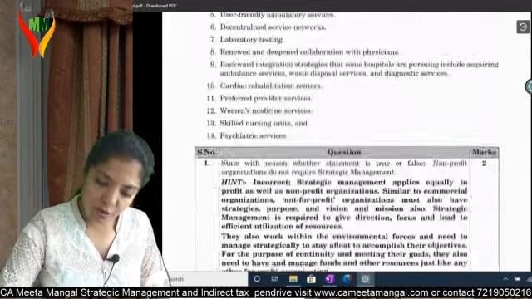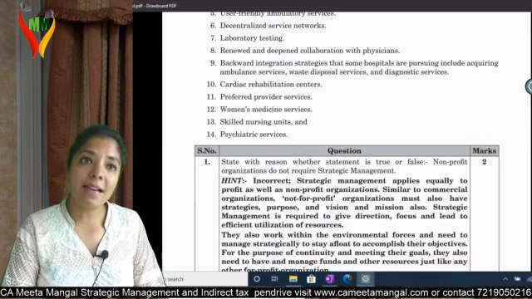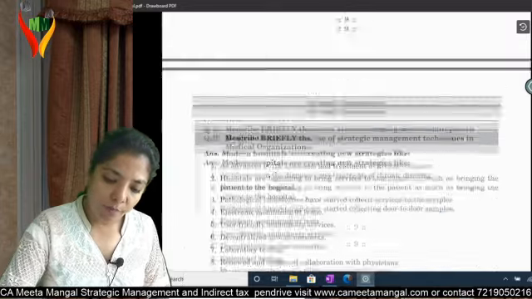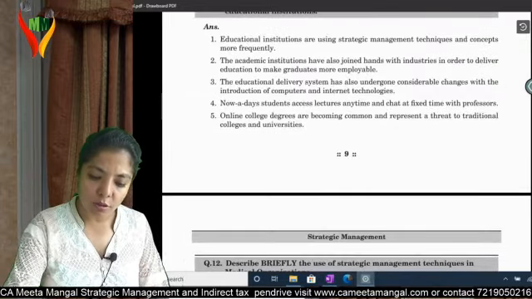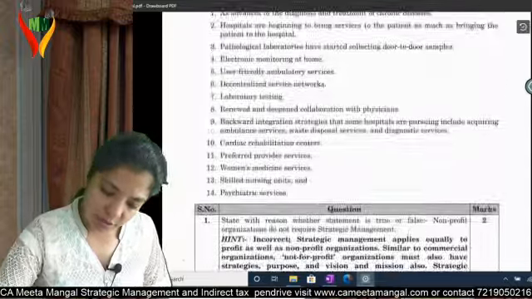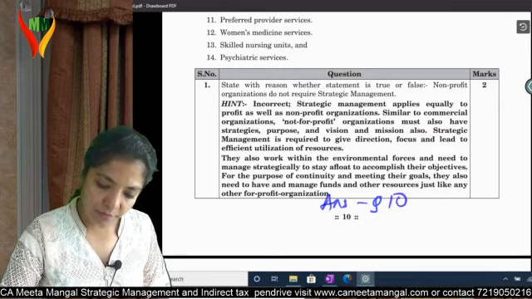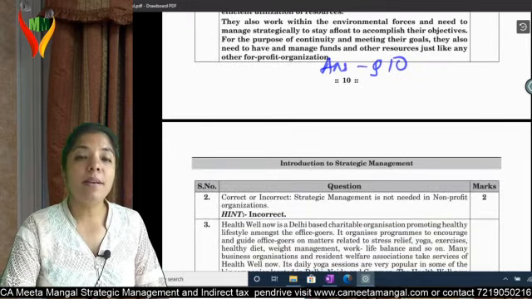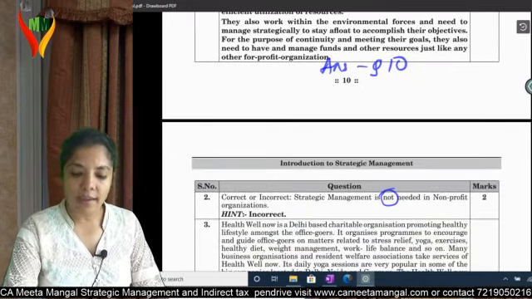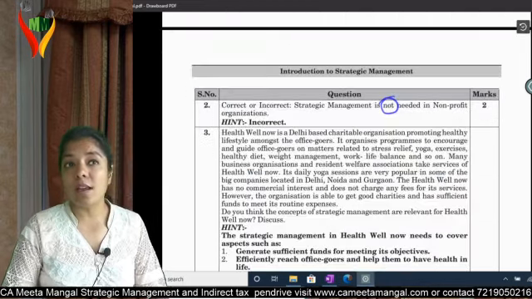So what's the first question? NPOs do not require SM. Incorrect. We have just studied that points 1 to 4 are important, so these 1 to 4 are the answer. Question number 10 is the answer. Second, SM is not needed in NPOs. Again, incorrect. Same answer.